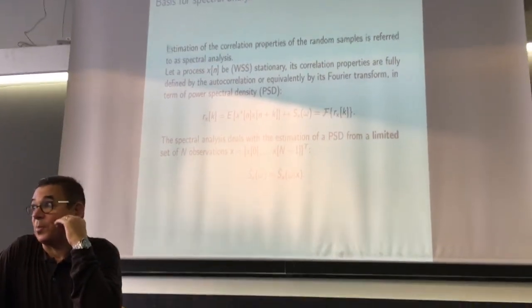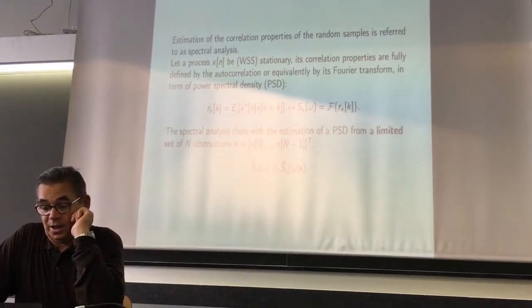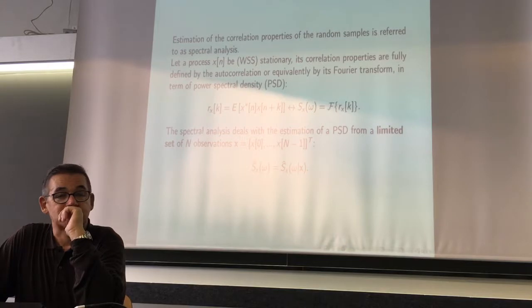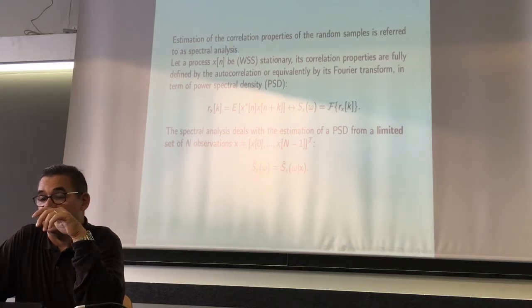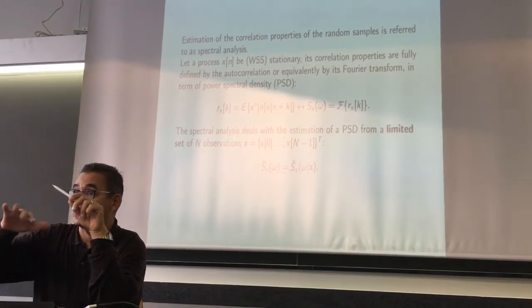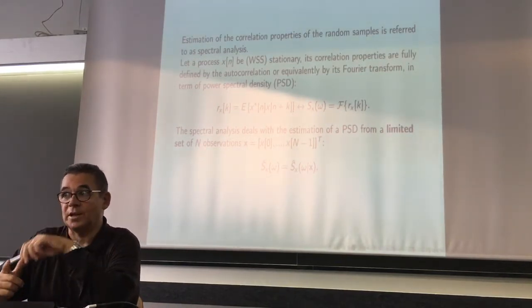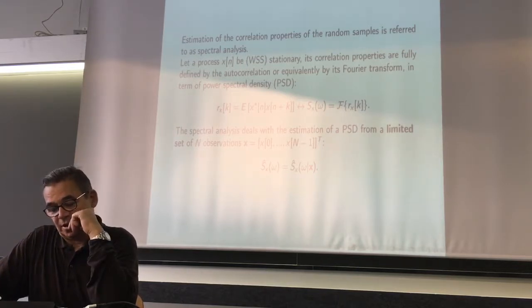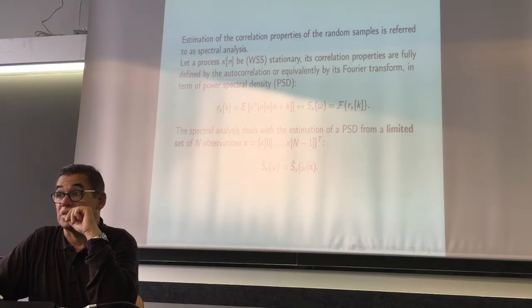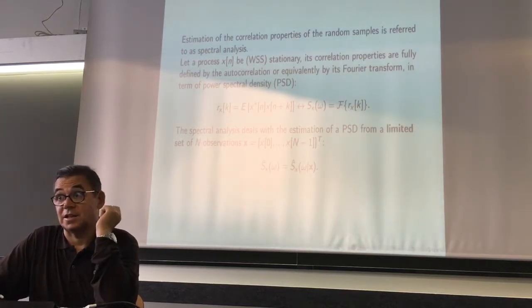Estimate the correlation properties of a random process. Okay? So, in order to do this, spectral analysis is typical. You remember when I showed a spectrogram where there was music and talking, you see the frequency content, right? That one was a time-varying spectral analysis, which means I'm evaluating the frequency content in signals.